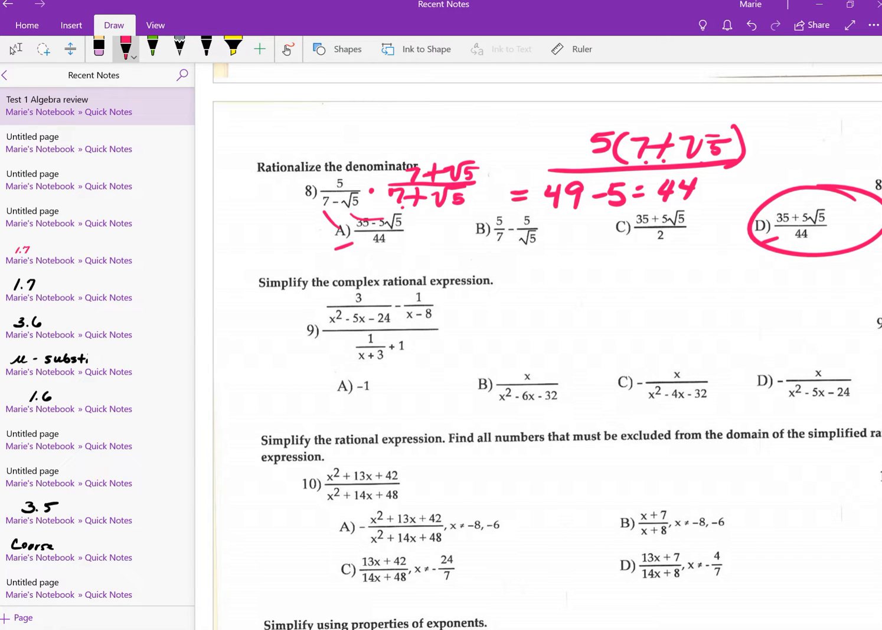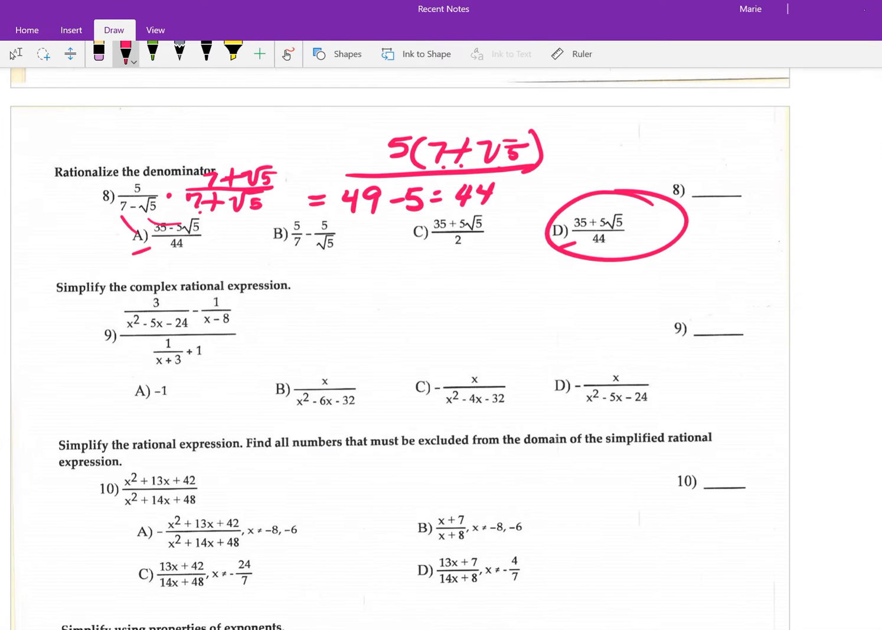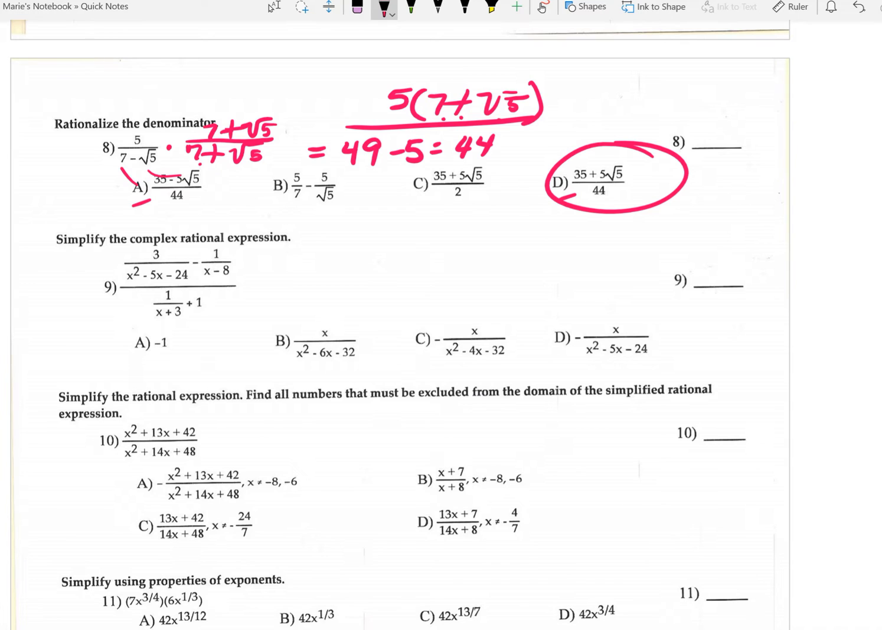Okay, number 9. For number 9, I need like 10 pieces of paper and a partridge in a pear tree, because this thing is ginormous. But let's see if I can make some room here, and I'll try my best to be as neat as possible. The first thing I'm going to do is look at this part of the denominator, and I want to factor that. And so as I factor that, I'm going to consider that this is 3 over, let's go with x minus 8, x plus 3.